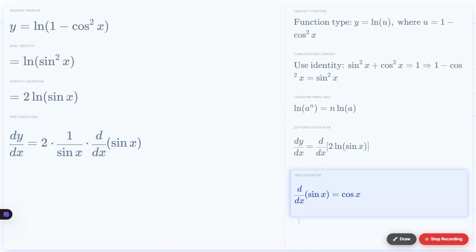We find that the derivative of sine x is cosine x. We do this to finish the last part of our multiplication. This is a standard math rule for sine.